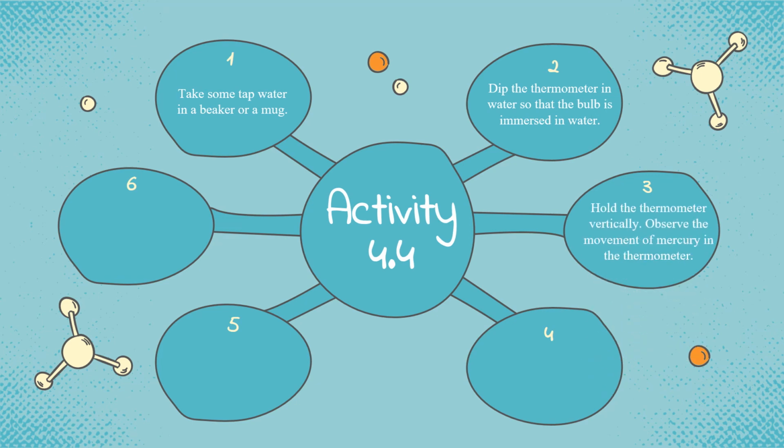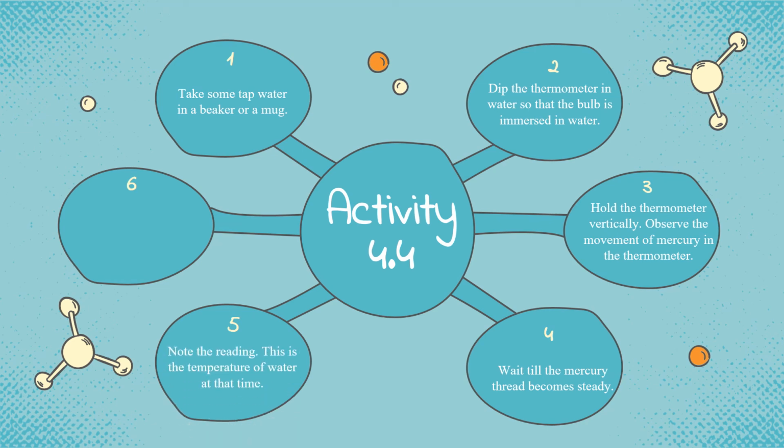Then you're going to hold the thermometer vertically. Make sure it's vertical and observe the movement of mercury in the thermometer. You're going to see either an up or a down of the little red liquid in the silver string in the middle of the thermometer. Wait till the mercury thread becomes steady, so make sure that it's not moving anymore, the little red liquid. So it's just stagnant or still.